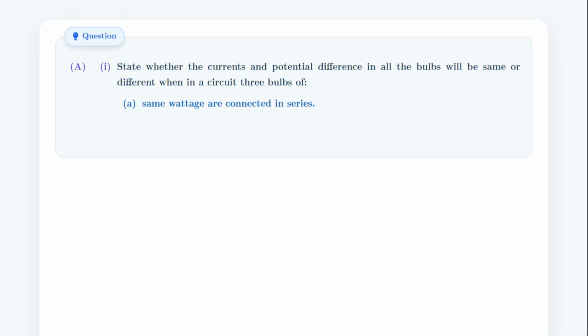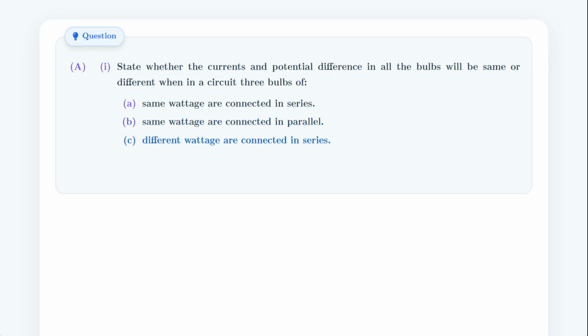We have four specific cases to analyze. Case A asks us to imagine three bulbs of the exact same wattage connected in a series circuit. And Case B asks what happens if those same identical bulbs are rearranged into a parallel circuit. Then, things get tricky. Case C asks us to consider three bulbs of different wattages connected in series. And finally, Case D asks what happens to the current and voltage when those different wattage bulbs are placed in parallel.